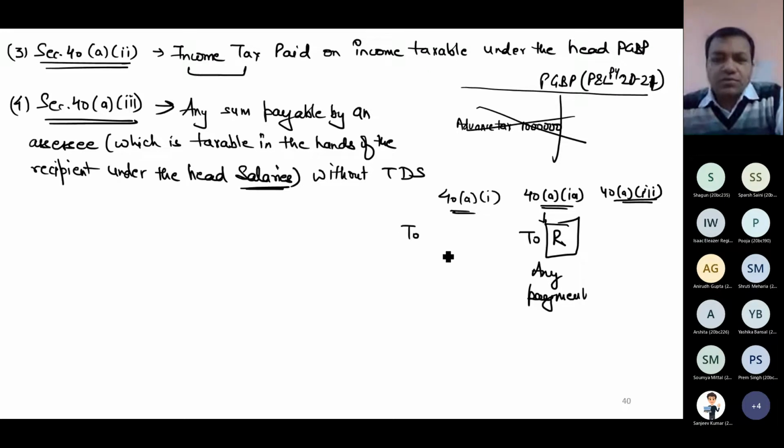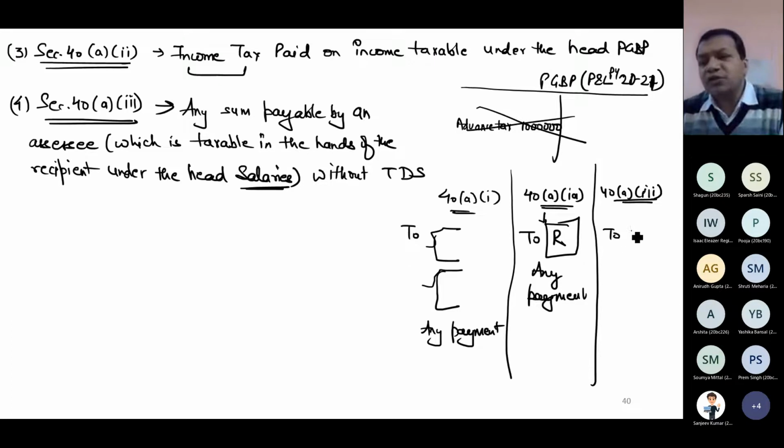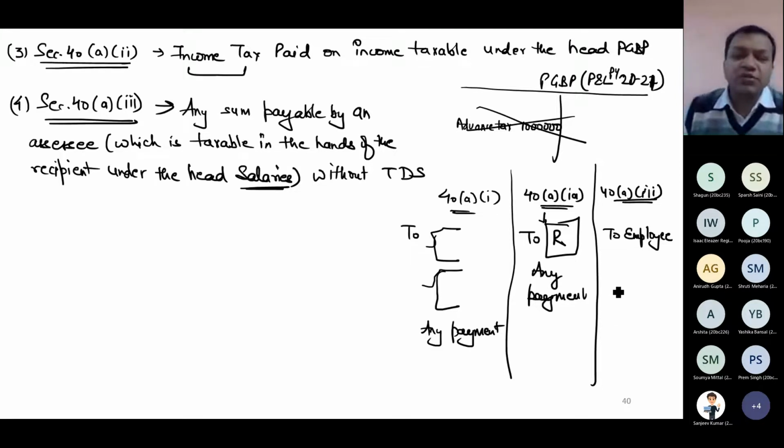Here, payment to so many categories are there. Payment to whom is covered? Here also payment can be any payment. But in 40A3, payment to whom is covered? Only to an employee. And in fact, that payment to the employee, which will be taxable in the employee's hands under the salary, of course. So it cannot be any payment. I can say what payment you are making to the employee is basically related to salaries. So you are giving, as an employer, salary to your employee.